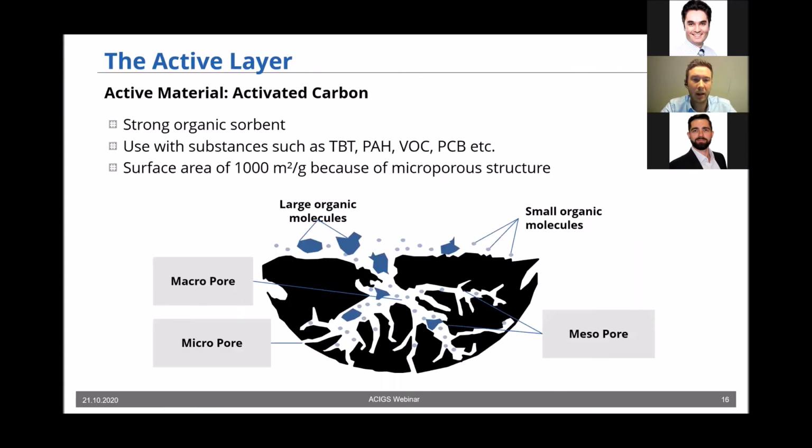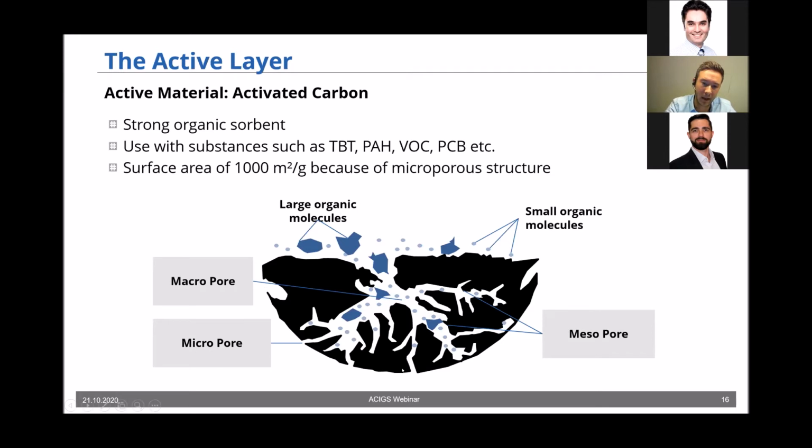Okay, the activated carbon, why does it work so well? It is a strong organic adsorbent, so the material itself is organic, and therefore it works very well with organic substances like tributyltin, polyaromatic hydrocarbons, VOCs, PCBs, etc. And it works so well because of the high surface area of the material, because of the micropore structure.